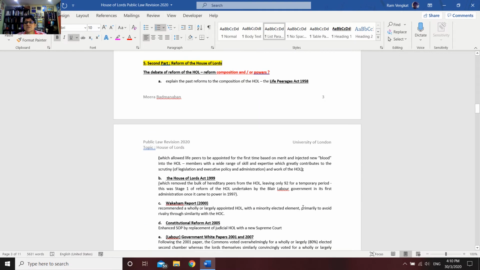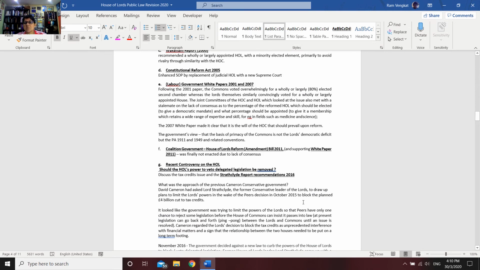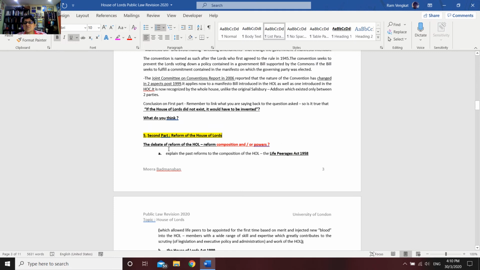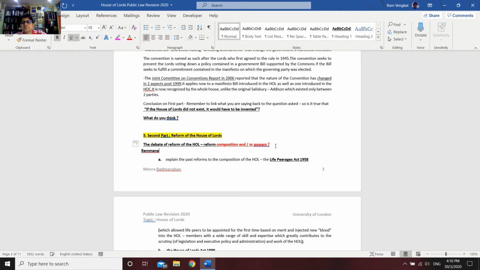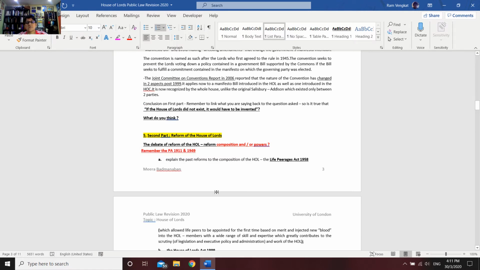And then I would look at the various reforms that have happened in the past. There have already been some, and comment on those. In fact, the first reform, and we'll put that now just so that we don't forget that, remember the Parliament Act of 1911 and 1949. Okay, now we're going to come back to that, and I'm just going to highlight that in red. That's as much a reminder for me as it is for you. Okay, and we'll come back to that.